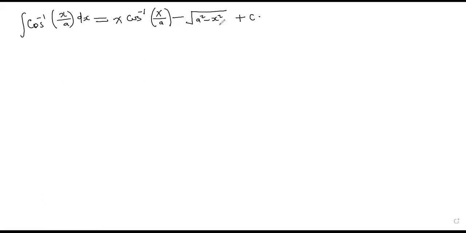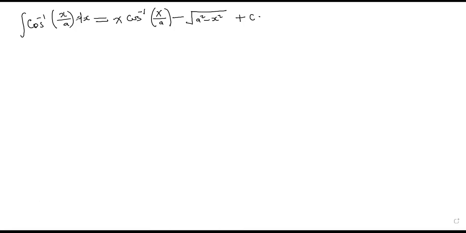Still you need to know how to differentiate cos inverse. Just let cos inverse of this be equal to y, then cos y equal to x over a, and then you continue like that. I'm just giving it to you as a trial question.